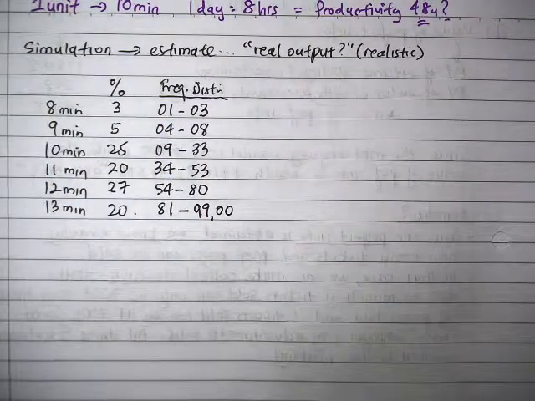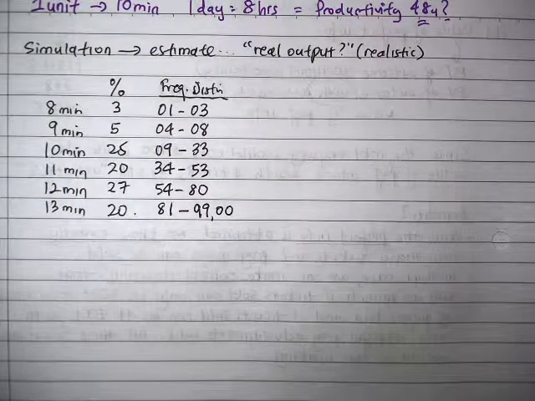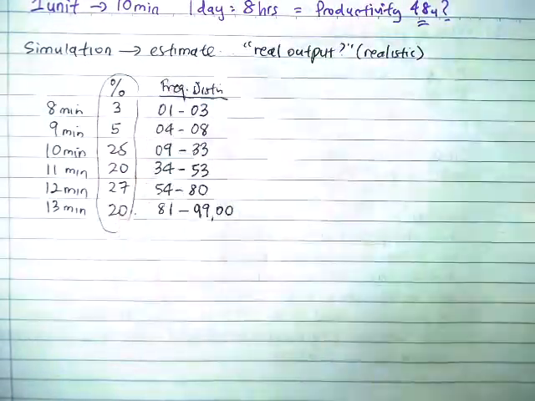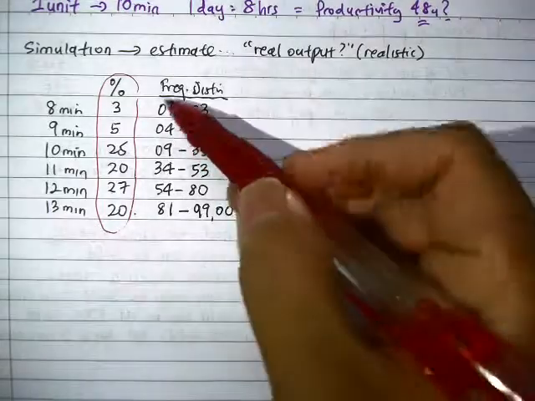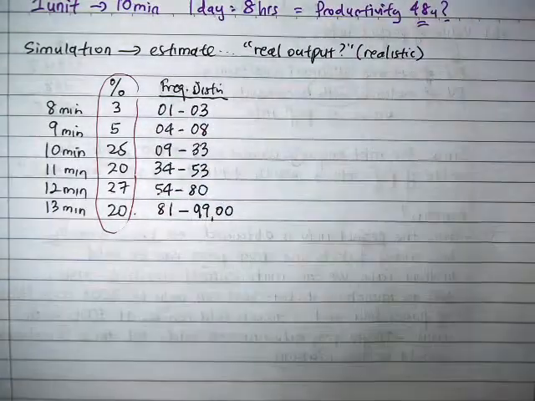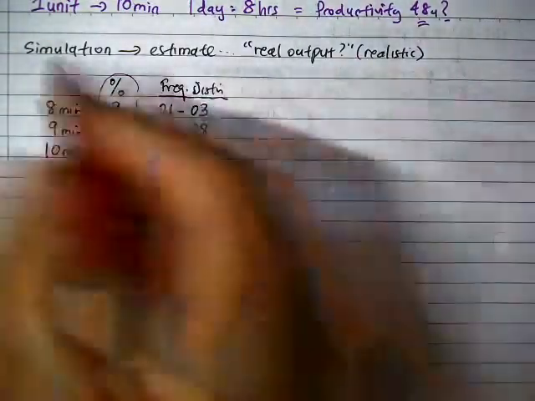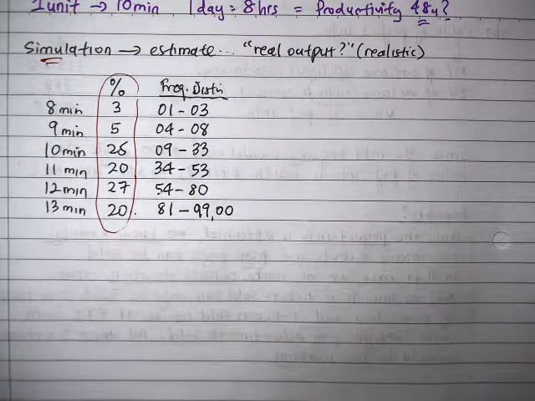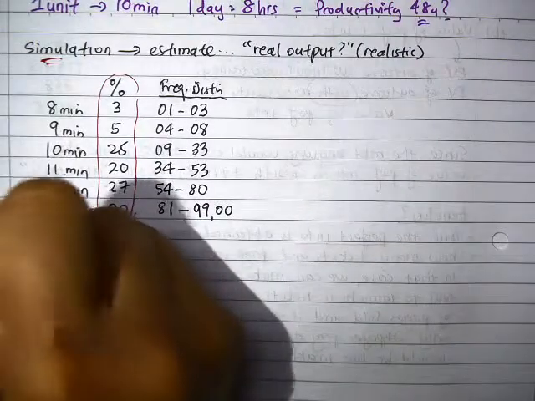Now we have come up with a frequency distribution according to the probability. So what is the use of this distribution? The distribution will give us a simulation. And how do you get the simulation? Now we need random numbers.